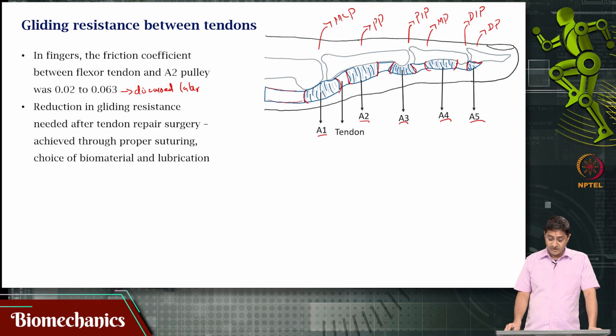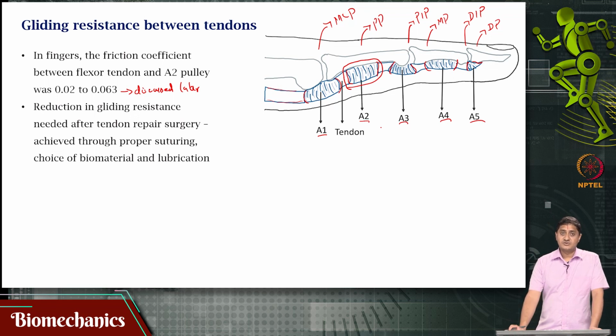So, these are the 5 pulleys that are of interest for us. These are called A1 pulley, A2 pulley, A3 pulley, A4 pulley and A5 pulley. The coefficient of friction between the tendon and that A2 pulley is the one that was measured using the experiment that we will discuss later. This is that pulley that we are talking about.